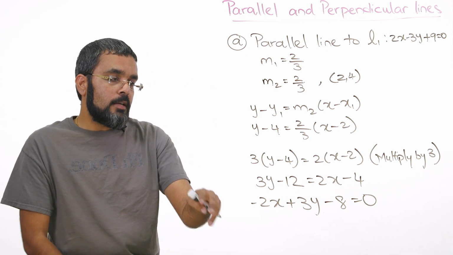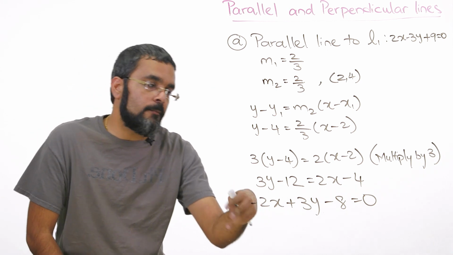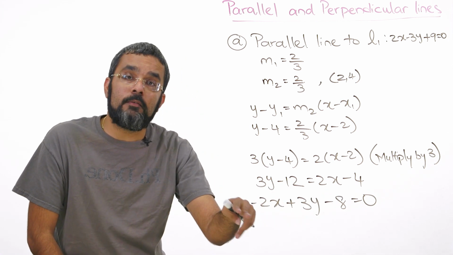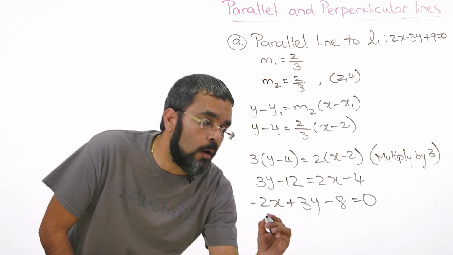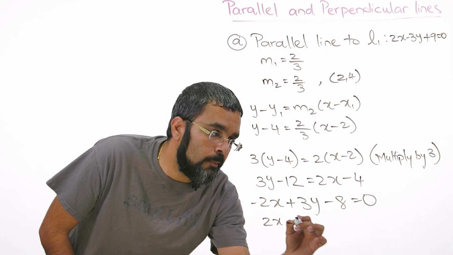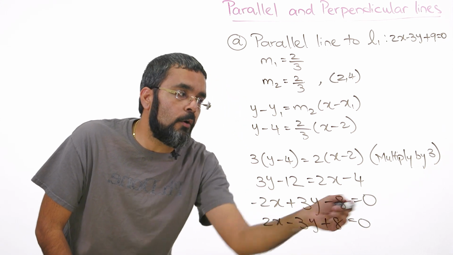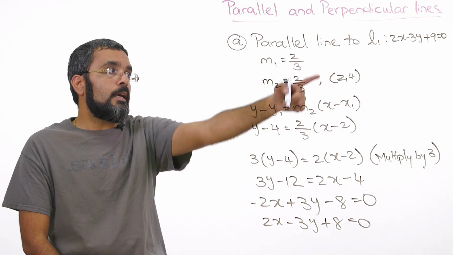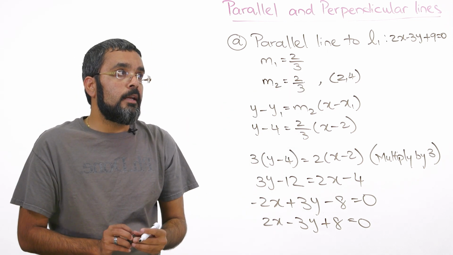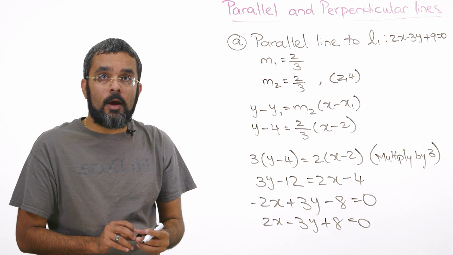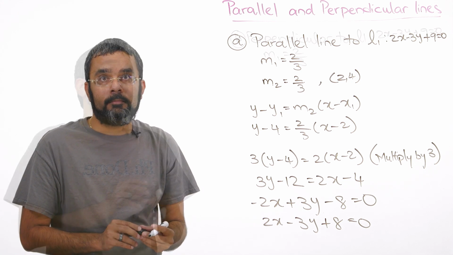Now a lot of times people want their x's to be positive, so I can multiply the whole thing by -1, and I get 2x minus 3y plus 8 equals 0. Either of these two forms is fine, and that would be a line that is parallel to the line L1, or 2x minus 3y plus 9 equals 0.